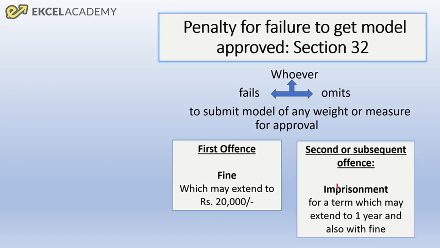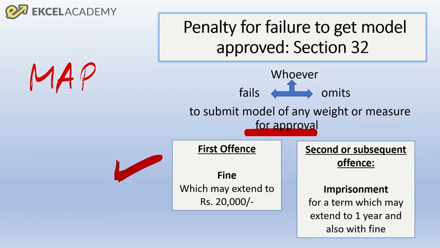Penalty for failure to get the model approved. Section number 32. Whoever fails, omits or submits a model of any weight or measure for approval, and if he is not getting the approval, then he uses it. If he doesn't get approval, no problem. He doesn't get approval, but he is using it in the open market. That is an offense. That time, for first time it is 20,000. For second time, imprisonment which may extend to 1 year, and also with fine.